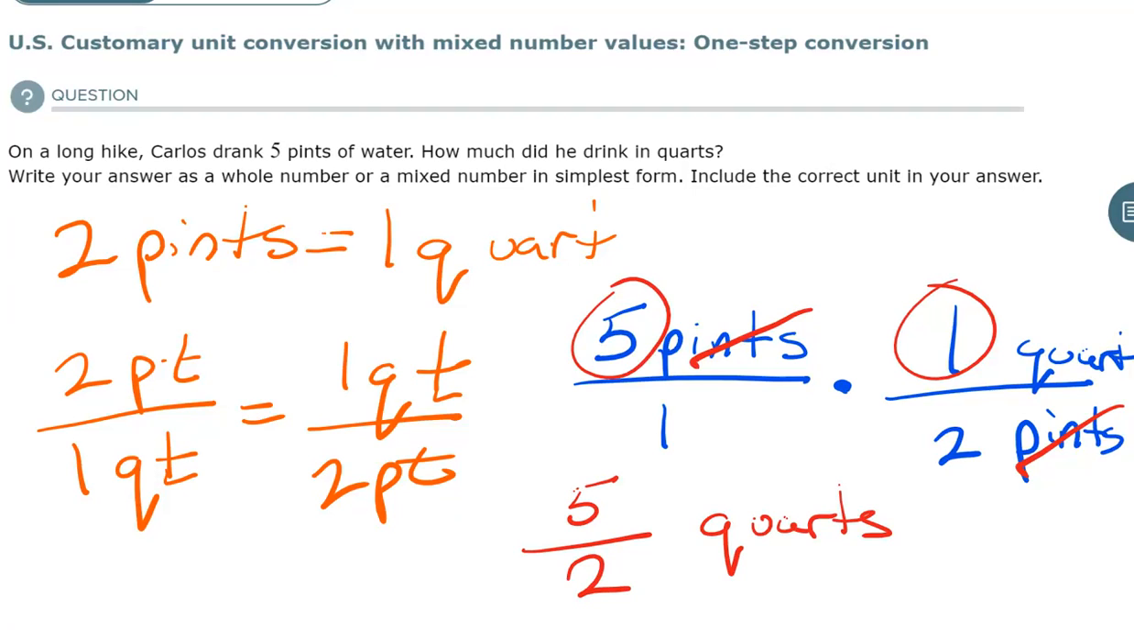unit left. Write your answer as a whole number or a mixed number in simplest form. So this is an improper fraction, so we just have to convert it to a mixed number. I can take 2 2s from 5, and I'm left with a 1, and so we have 2 and 1/2 quarts. Okay, so generally our rule of thumb is whatever unit you are trying to get rid of should go on the opposite side, because anything over itself is 1, and the unit you're trying to get is only going to go in the only spot that's left.